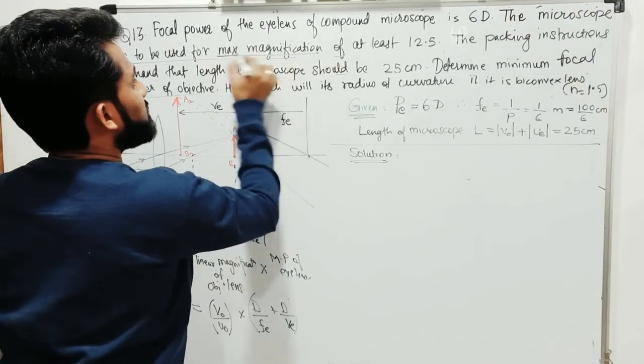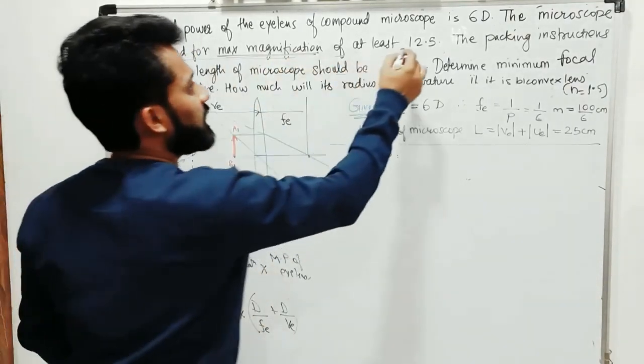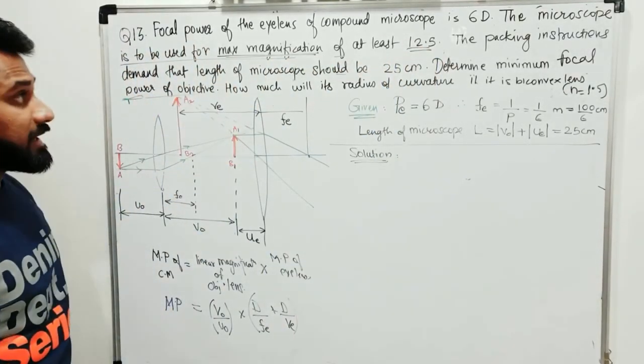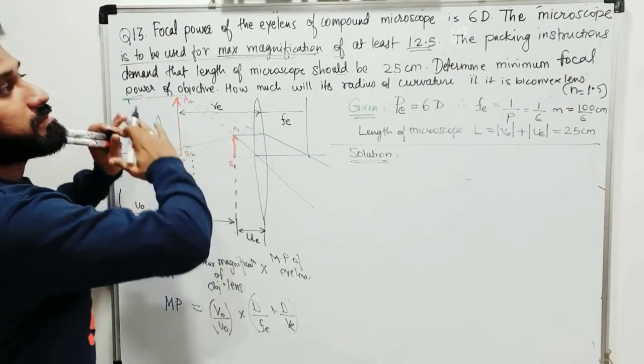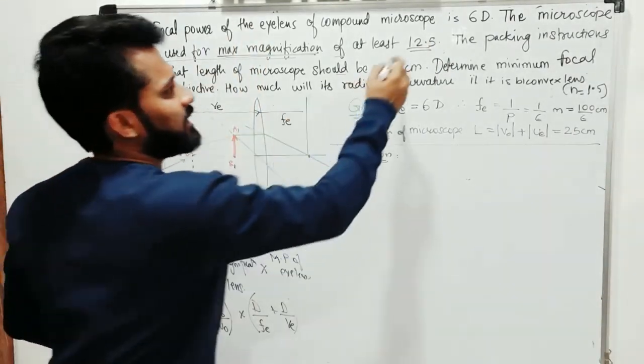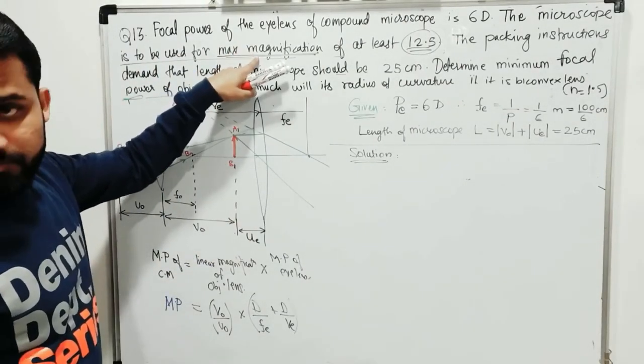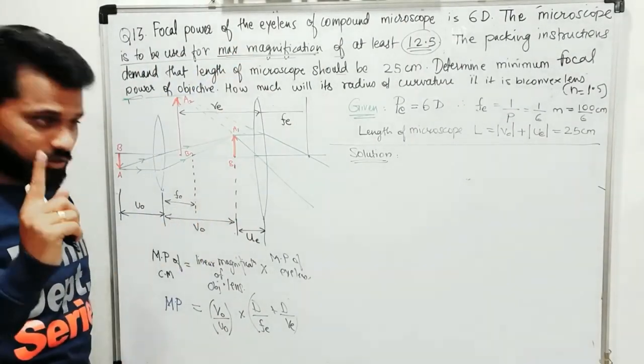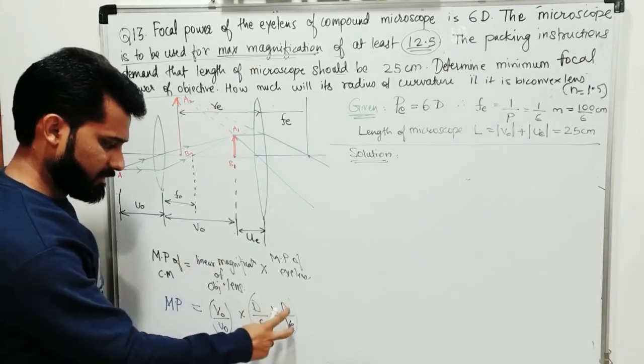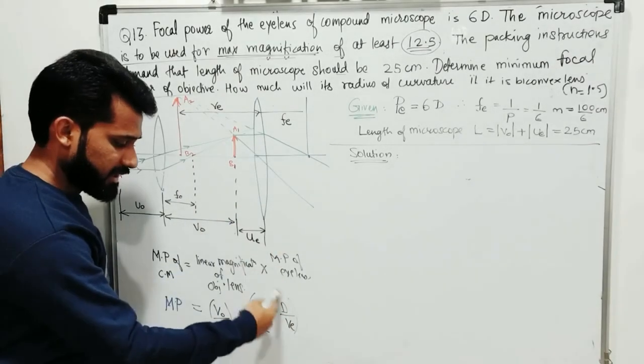Then the microscope is to be used for maximum magnification. The word maximum magnification, its minimum value is 12.5. So the magnification of this microscope should be maximum, whose value is at least 12.5. For maximum magnification, the rule is this number should be maximum. Now, how to increase this number?